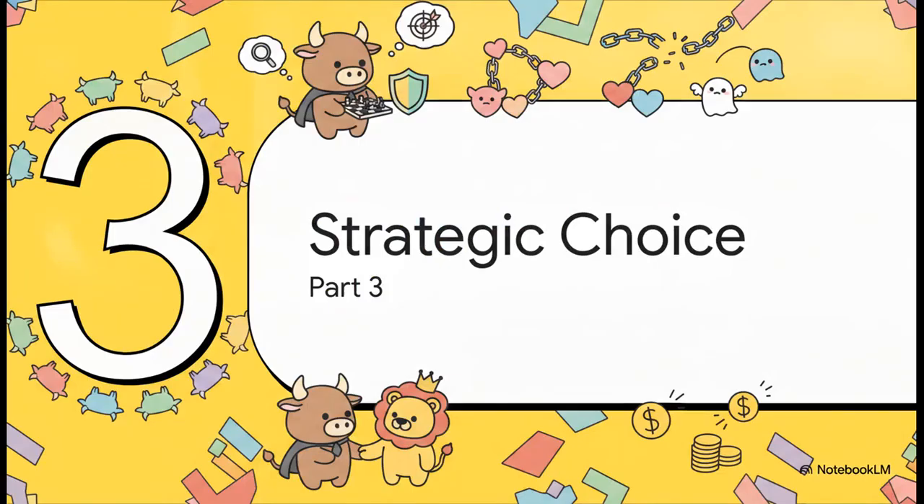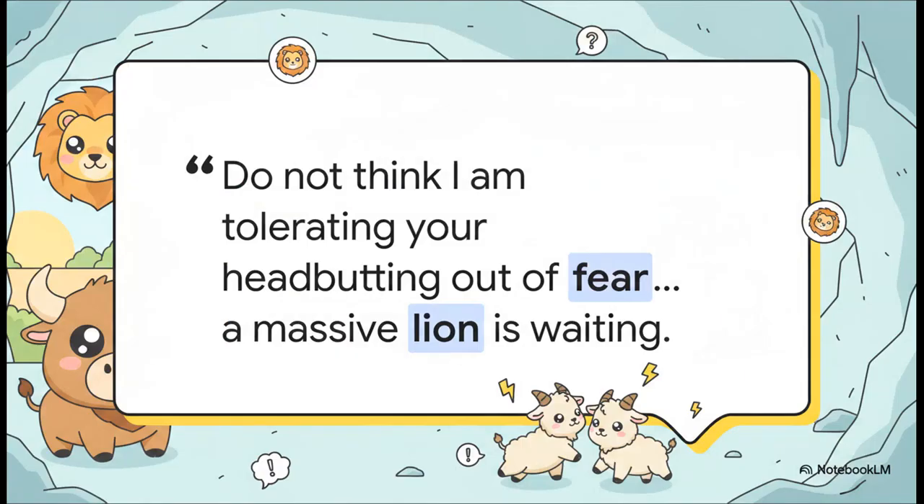Section 3. The bull's strategic choice. Now, what's really interesting about this slide is we finally get to hear directly from our protagonist. Compelled to speak, the bull finally addresses the goats. He says, "Do not think I am tolerating your headbutting out of fear of you. A massive lion is waiting outside, intent on catching me." Just let that sink in for a second.